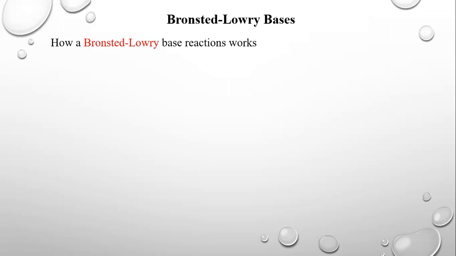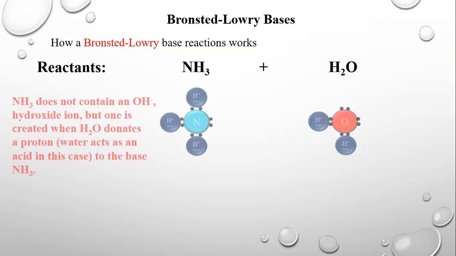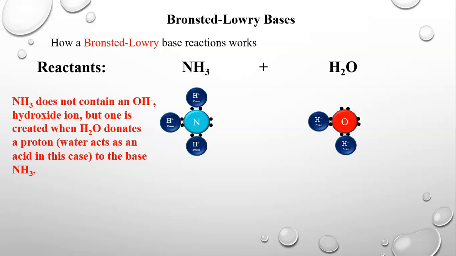So here is how a Bronsted-Lowry base reaction works. You start off with the NH3 and the H2O. NH3 does not contain an OH- hydroxide ion, but one is created when H2O donates a proton. Water acts as an acid in this case, because water is going to be donating a proton to the NH3. So there it goes. The proton jumped from the water molecule over to the NH3 to make it NH4+, and the OH- left behind from that broken water molecule leaves a hydroxide in the water.